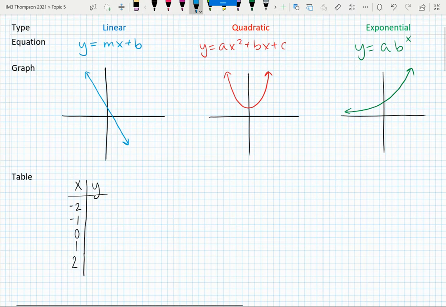Whenever I have a function that's kind of centered around the origin, I usually pick these values for x to start at. They work out pretty good for the most part. They can always be adjusted. They can always be different.